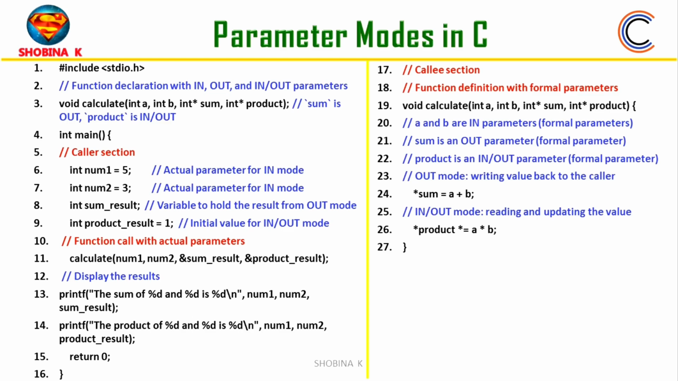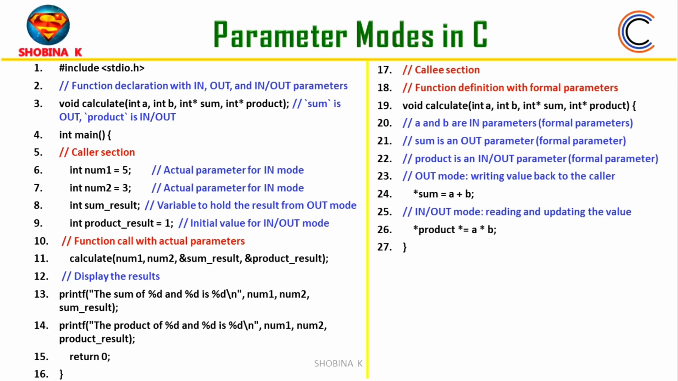This line calculates the sum of a and b and stores the result in the memory location pointed to by sum. Since sum points to sum_result, the value of sum_result is updated with the sum of a and b. Line 26 multiplies the current value pointed to by product by the product of a and b. And note that product is initially 1.